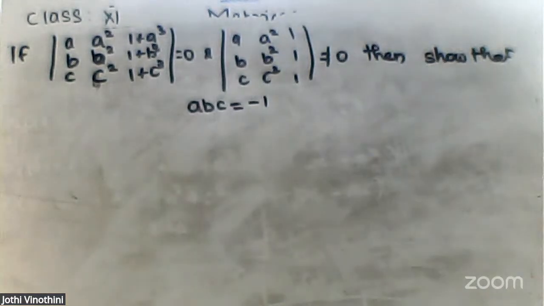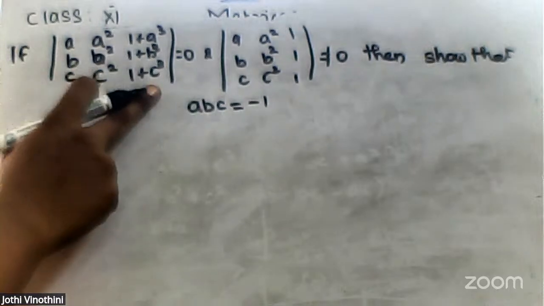Okay. So the next sum is a little bit different from the previous sum. In the previous sum we were provided with a single matrix and an equation, and we had to show that they both are equal, right? But in this sum, they are provided with different matrices.